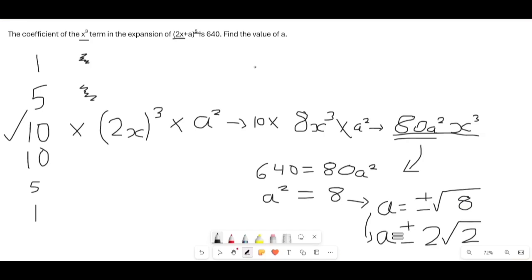And like I said, this is probably the most difficult question you're going to get in the paper regarding binomial expansion. So if you can get a handle for this, then you're going to be doing pretty well in that area. So I hope that helped, and I will see you in the next part.